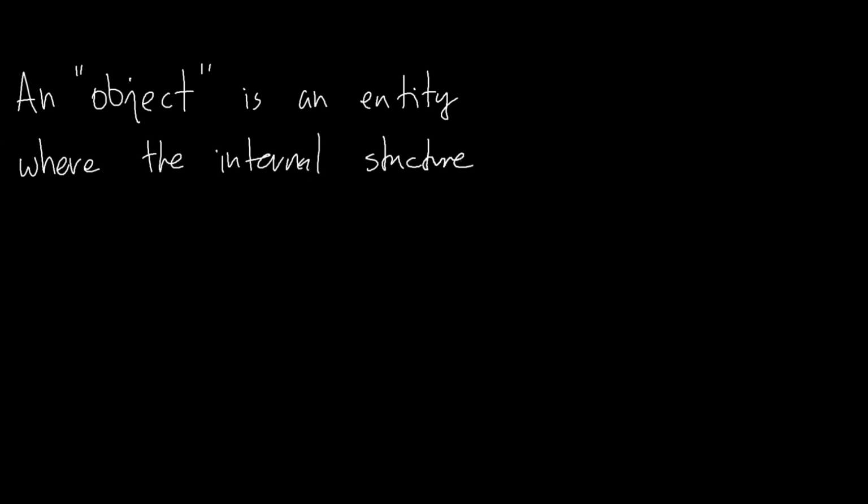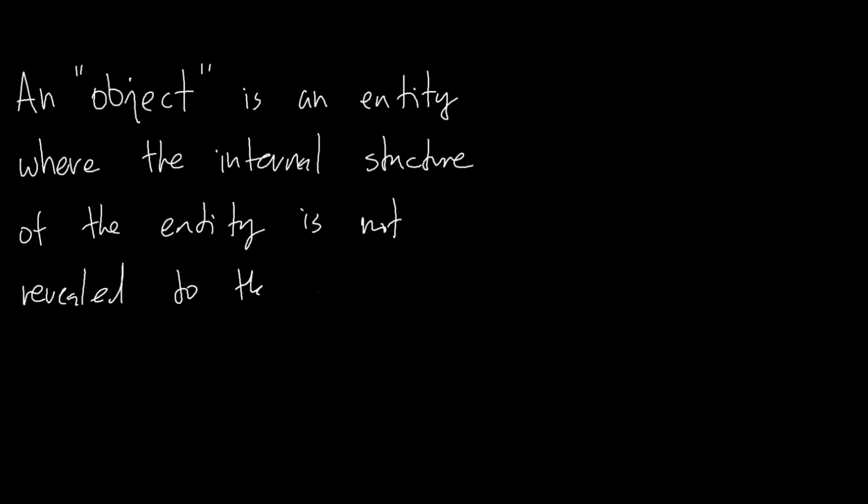So in category theory, when we talk about an object, we mean a certain entity where the information about the entity, the internal structure of the entity, is kind of hidden away from us. We're not focusing on the internal structure of the entity. We're focusing on this entity as something observed from outside, and then later on we will be interested how this entity interacts with other entities. So it's an entity where the internal structure of the entity is not revealed to the observer.